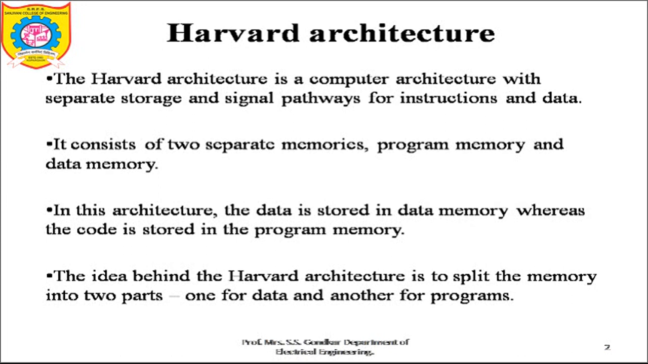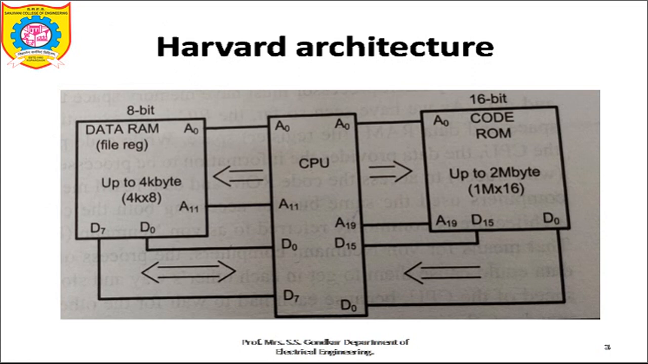The idea behind the Harvard architecture is to split the memory into two parts, one for data and another for program. You can see it in this diagram. Looking at this diagram, this is your data memory and this is your program memory. You can see code ROM is written here and here is a data RAM. This is 4 KB, this is 2 MB.